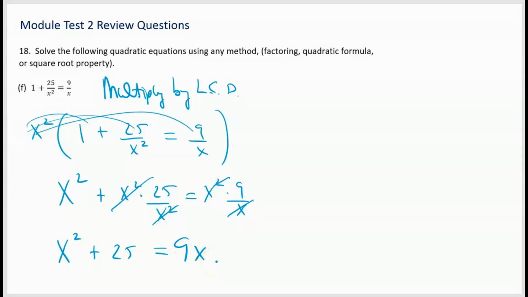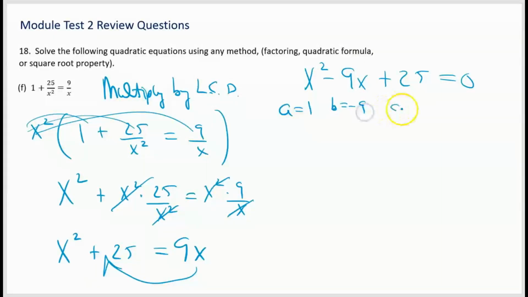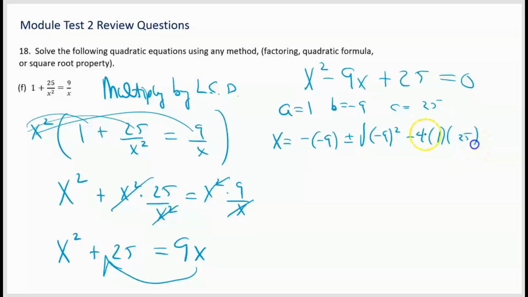Now, there's my quadratic equation. So I'm going to subtract the 9x over. So I have x squared minus 9x plus 25 equals 0. Now, if I could find numbers that multiply to be 25 and add to be negative 9, I sure would factor, but I can't. A is 1, B is negative 9, C is 25, and now I'm going to use the quadratic formula. So x equals negative of a negative 9 plus or minus the square root of negative 9 squared minus 4 times A is 1, C is 25, and that's all over 2 times 1.